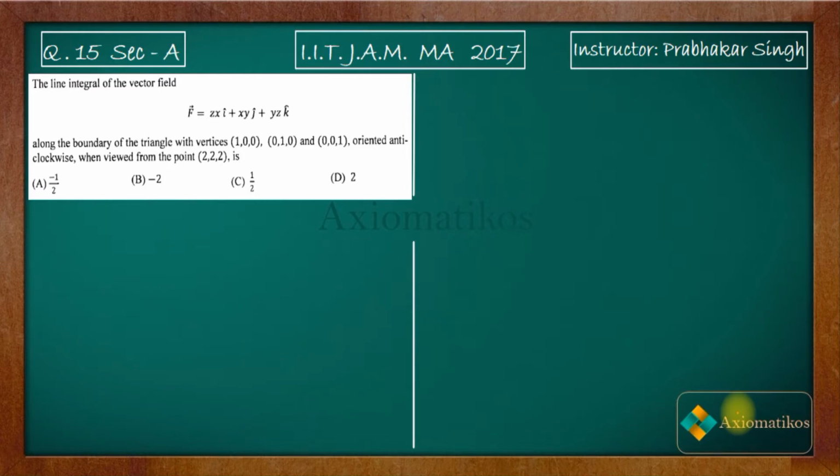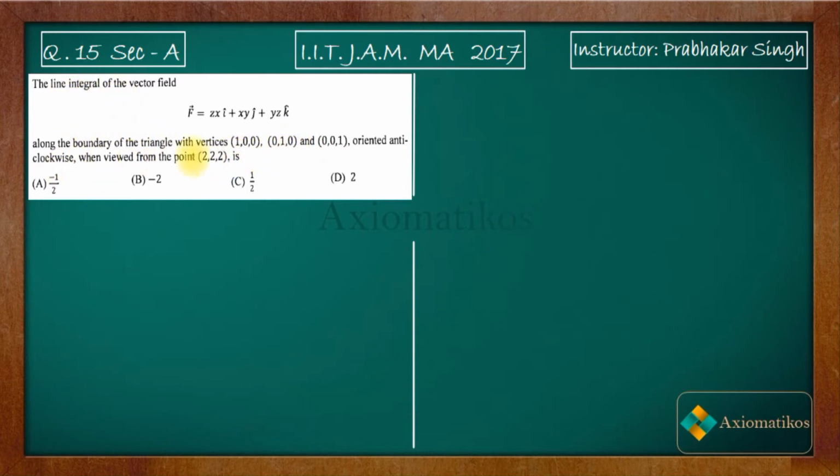This video is part of the solution series for IIT JAM 2017 and we are doing problem 15 of Section A. It is a problem of vector calculus. Let us have a look. The line integral of the vector field. We are given a vector field and we have to find its line integral along the boundary of the triangle. So we have this triangle and along its boundary we have to find this line integral.